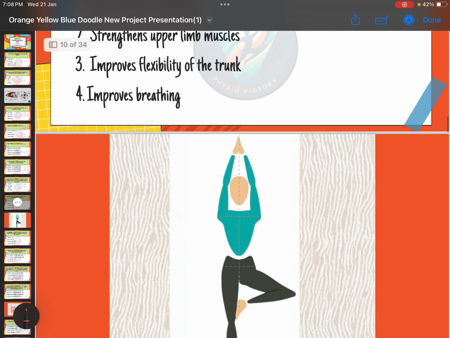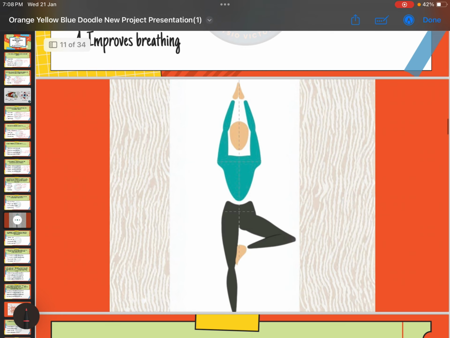This is the image of Vrikshasana. It improves static balance, enhances proprioception, increases neuromuscular coordination, and promotes postural control.